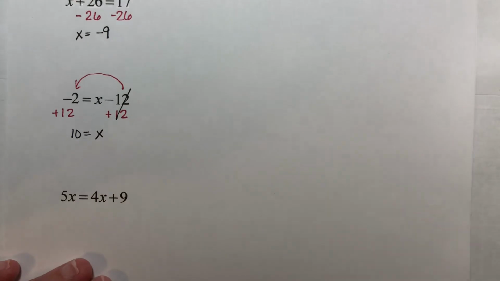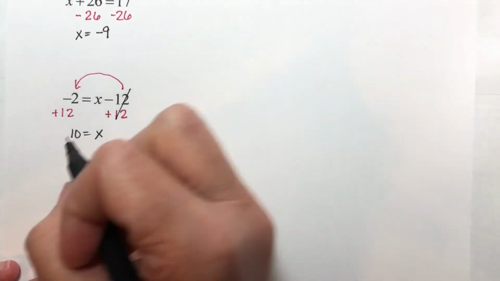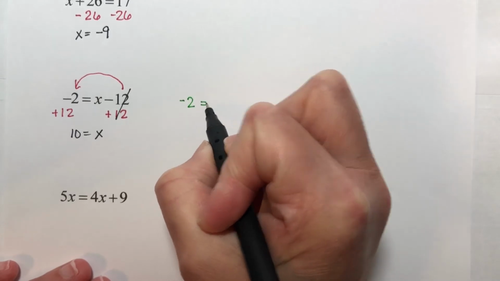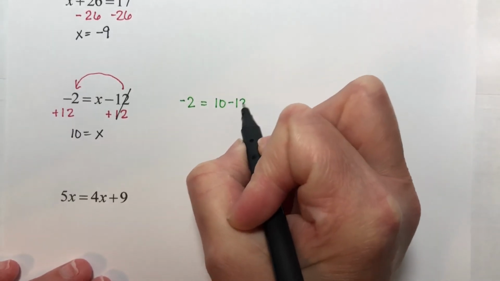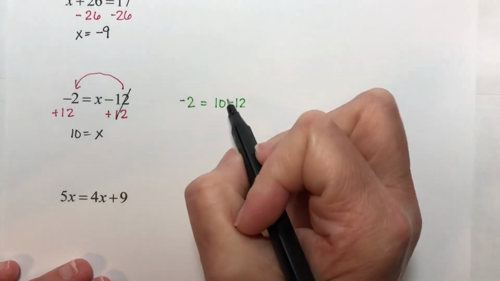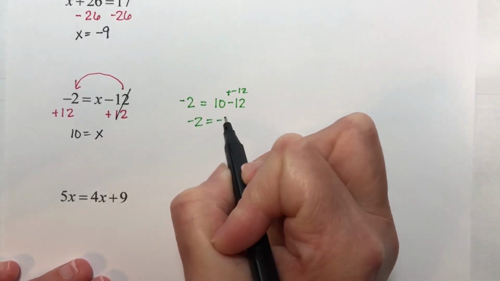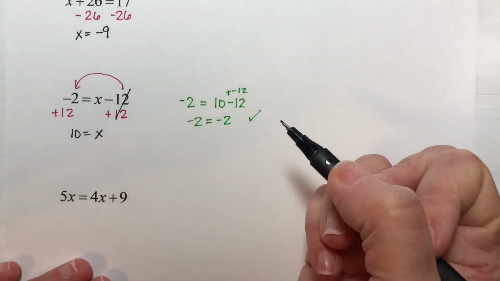And don't forget, you can check these, all of these, by taking what you think your answer is and plugging it in and doing arithmetic. 10 minus 12, that's 10 plus negative 12, which does give me negative 2, and negative 2 does equal negative 2, so it checks out.